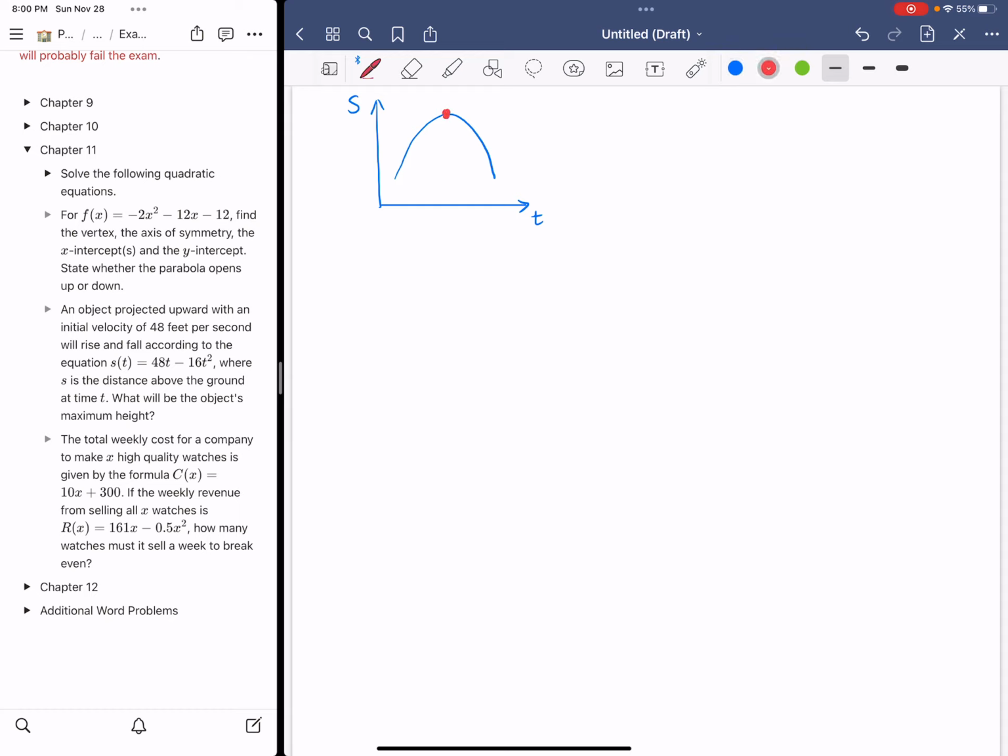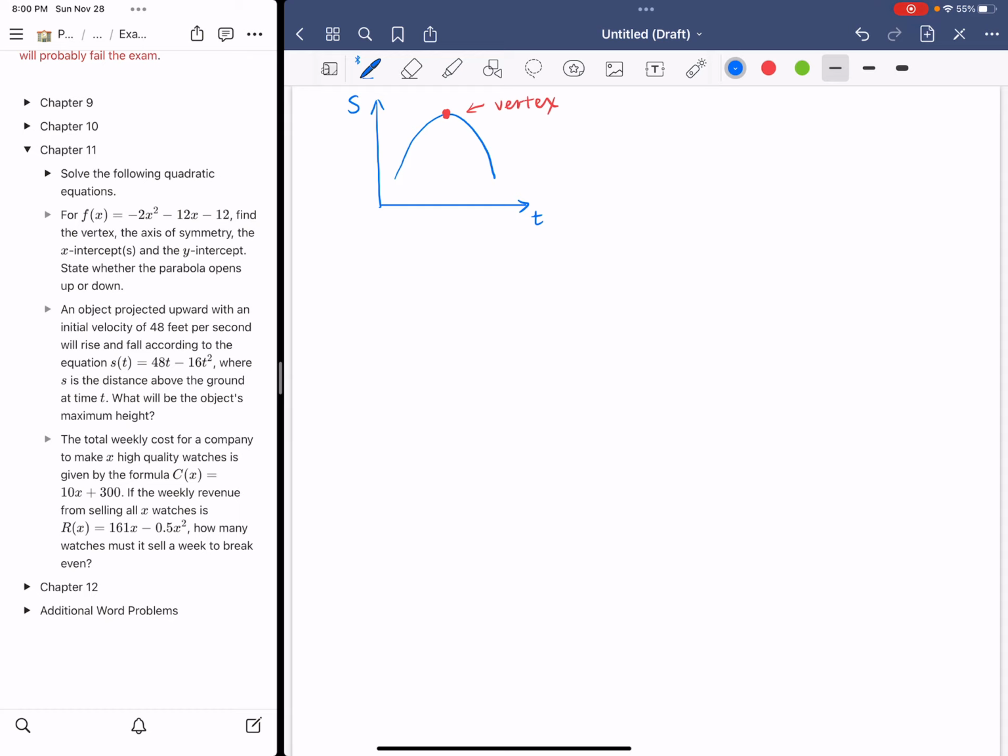And as you can see, this is the vertex of the parabola. And at this point, or at this time, the object will reach its maximum height. So you basically are looking for the y coordinate of the vertex. That's basically what this question is talking about.